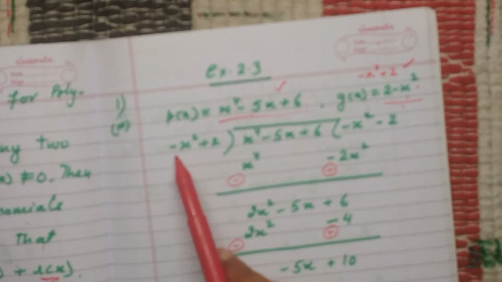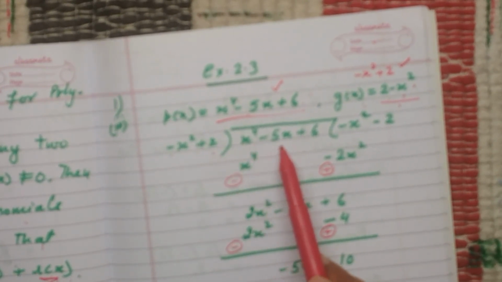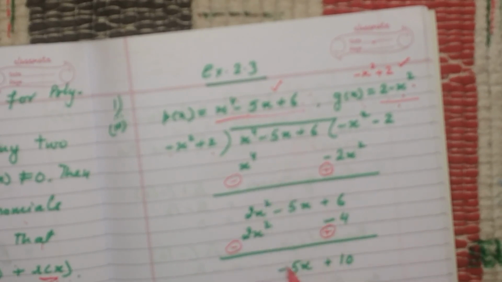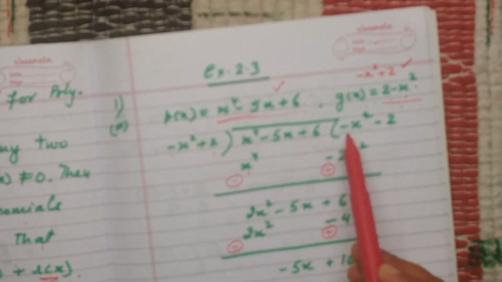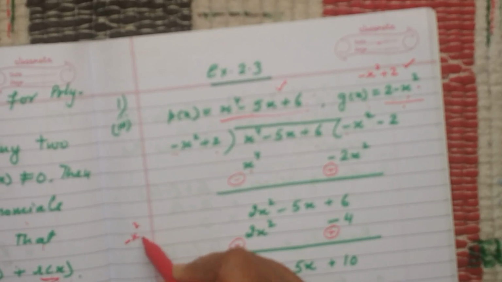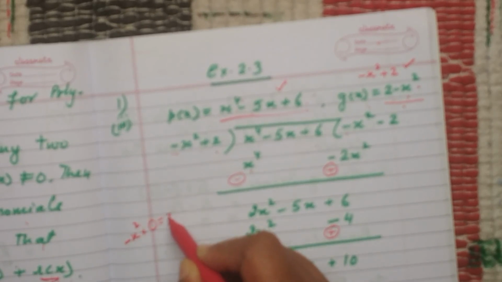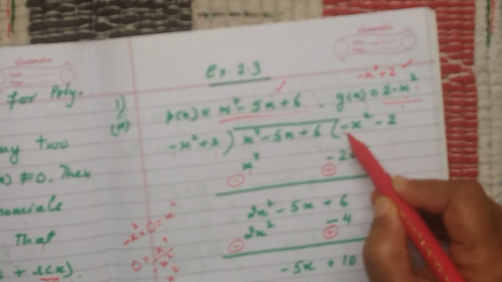Now we start dividing the dividend x raised to power 4 minus 5x plus 6 by the divisor minus x square plus 2. So let us start dividing. I want x raised to power 4 here. This is positive, so how do we get a positive number? I need to multiply by minus. So by what term should I multiply minus x square to get x raised to power 4? We divide x raised to power 4 by minus x square. So the term is minus x square.